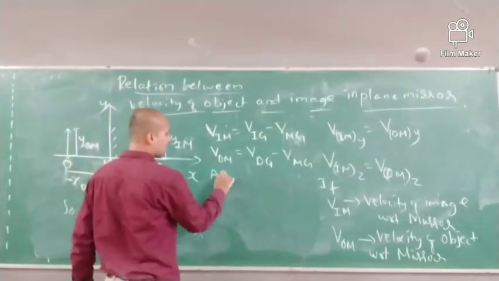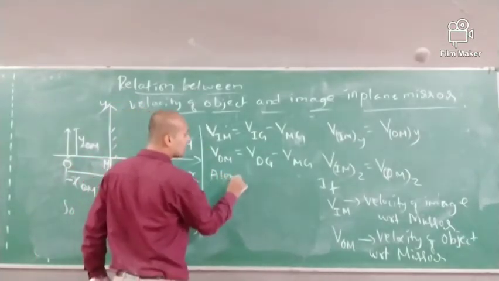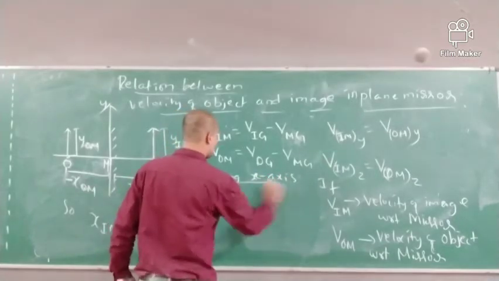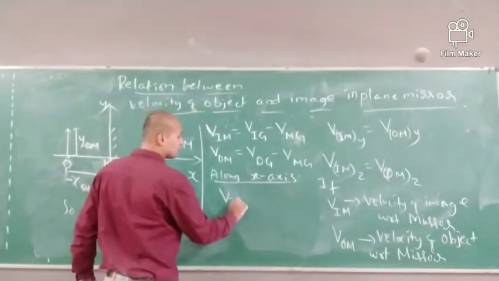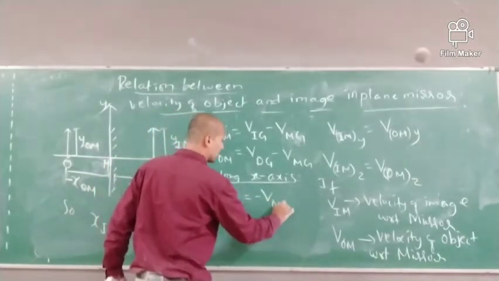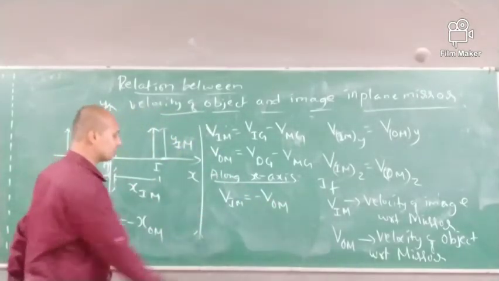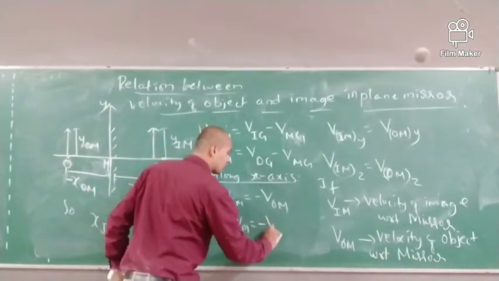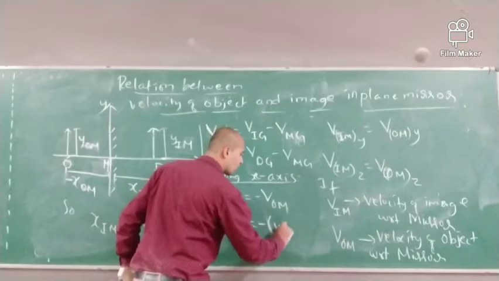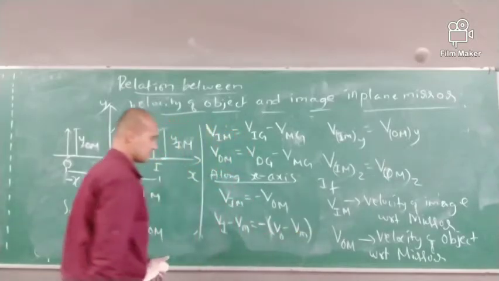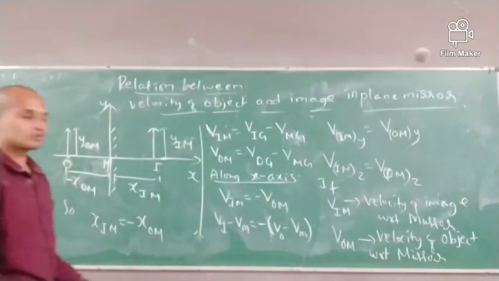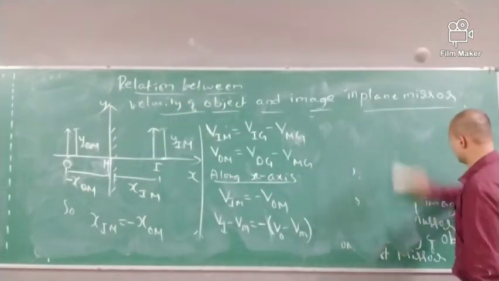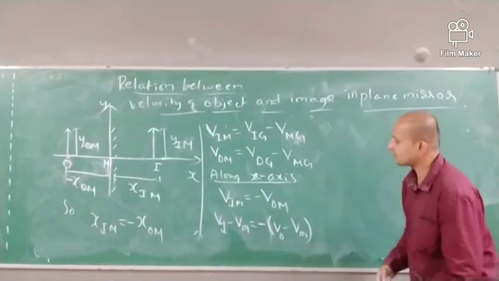I can write again along x-axis. Along x-axis, what was the result? VIM was equal to minus VOM along x-axis. So it becomes VI minus VM will be equal to minus of VO minus VM. Yes or no? You remember this? In the same manner, here what happens?